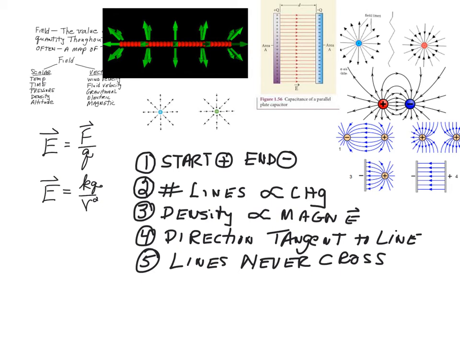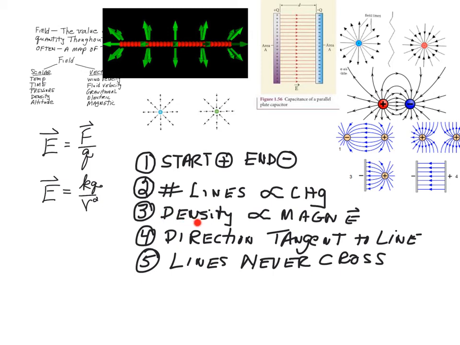The number of lines has to be proportional to the charge. So if you have 8 lines coming out of one charge and a second charge is twice as big, you need to have 16 lines. And you'll see this as we look at diagrams in the future.